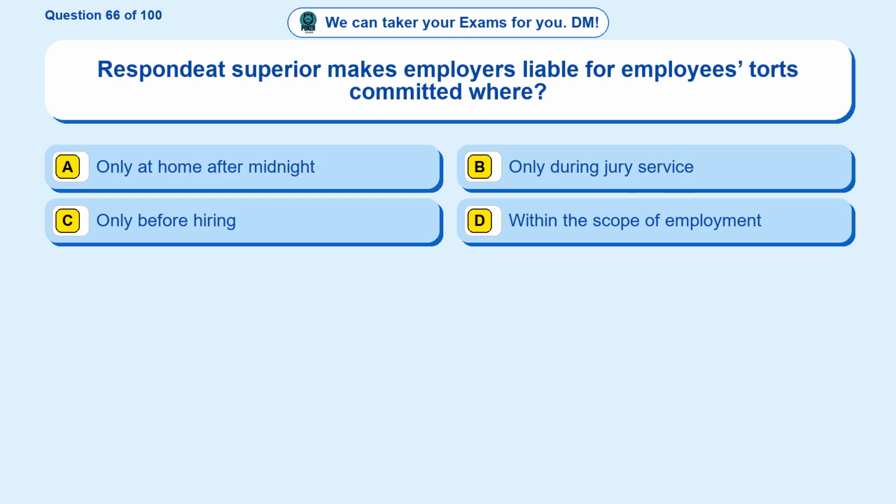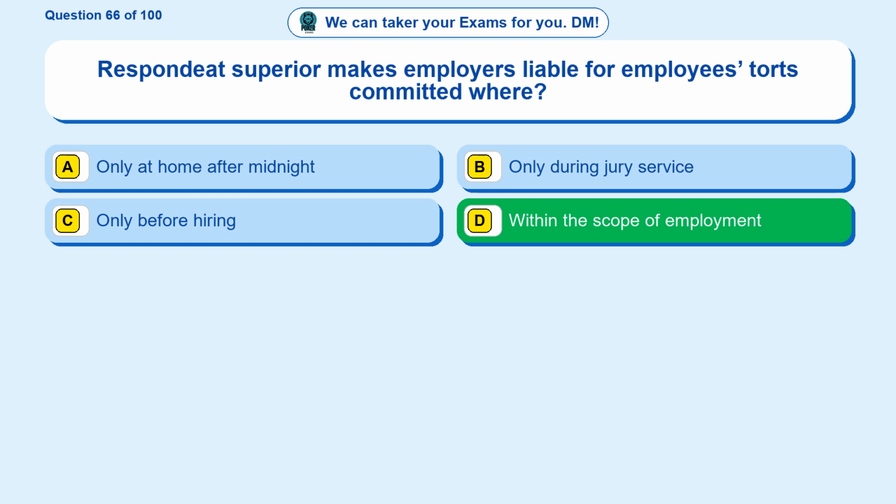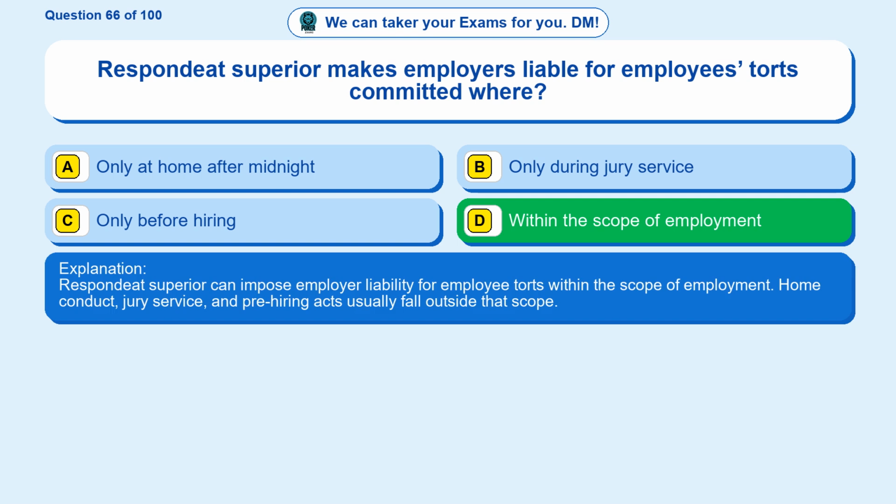Question 66. Respondeat superior makes employers liable for employees' torts committed where? Option A, only at home after midnight. Option B, only during jury service. Option C, only before hiring. Option D, within the scope of employment. The correct answer is option D. Within the scope of employment. Respondeat superior can impose employer liability for employee torts within the scope of employment. Home conduct, jury service, and pre-hiring acts usually fall outside that scope.